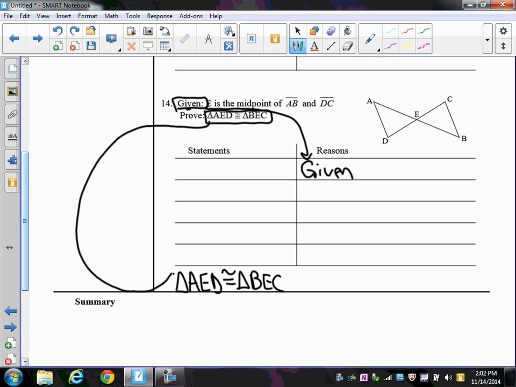All right, so the directions told us to label our figure. So it says E is the midpoint of AB, so that means it cuts those two into two equal segments. It also says it's the midpoint of DC, so we have two more congruent segments, and we should see that we have vertical angles. So these triangles will be congruent by SAS.